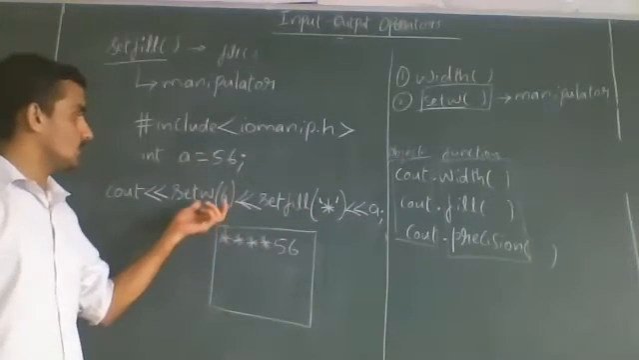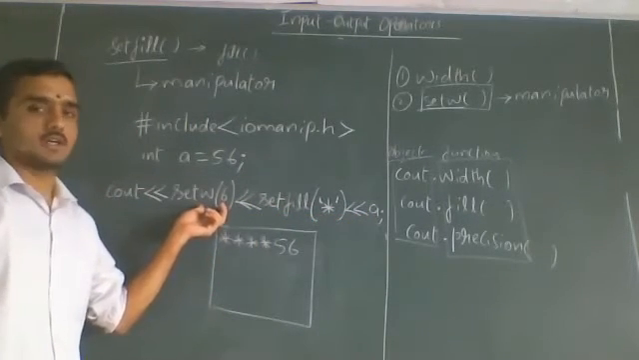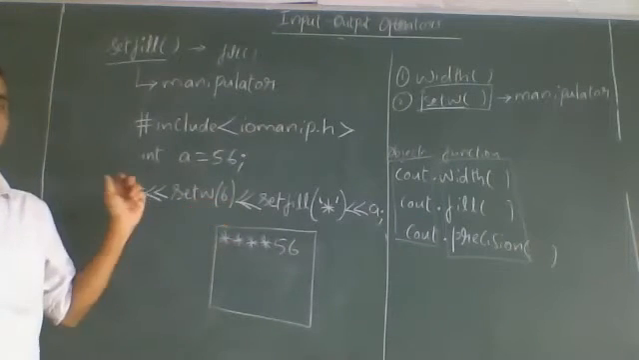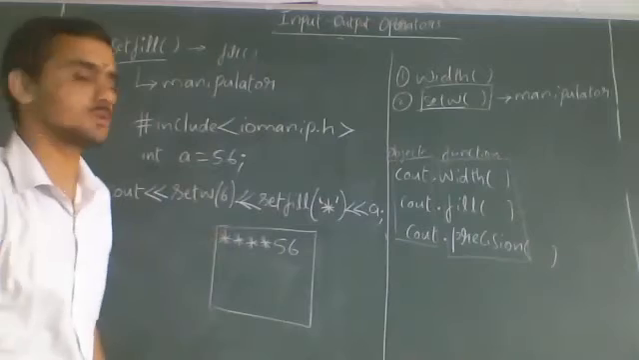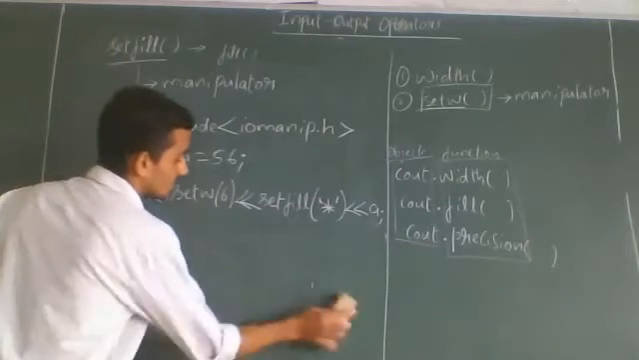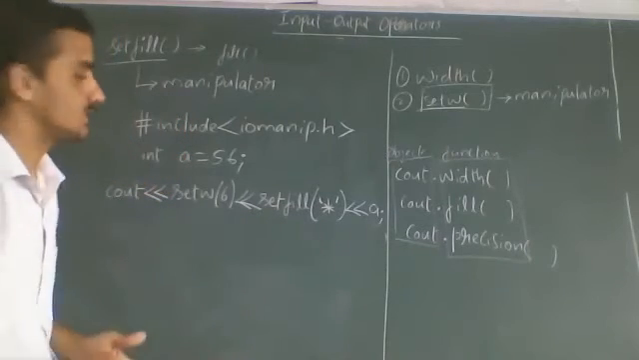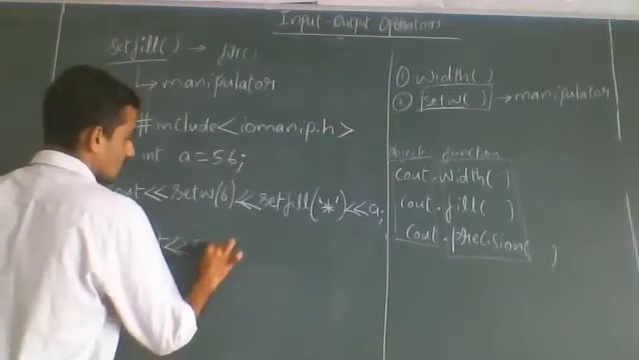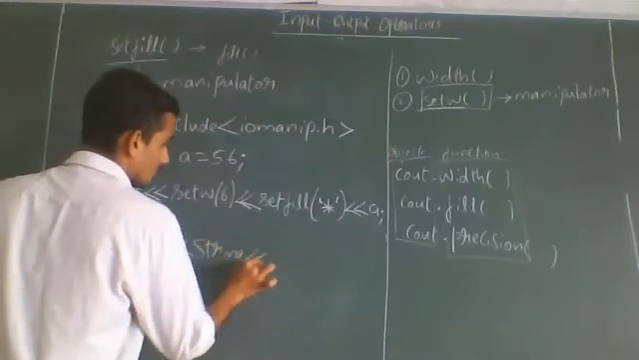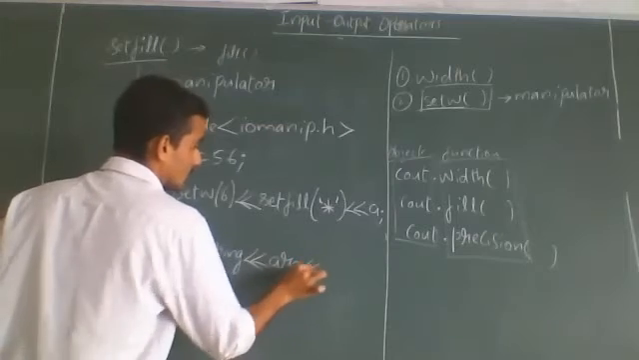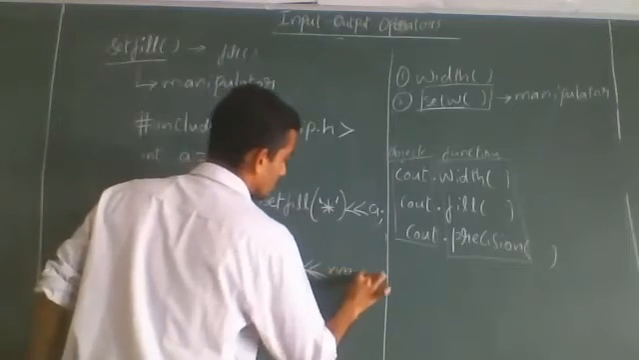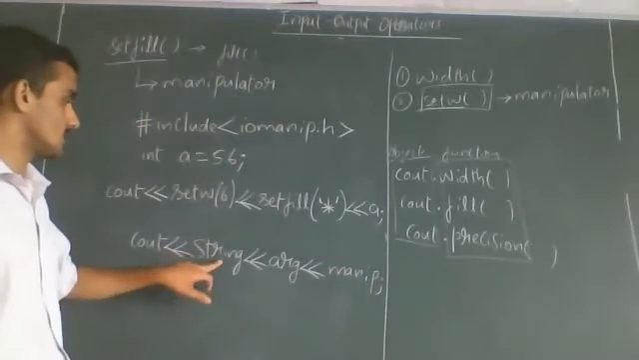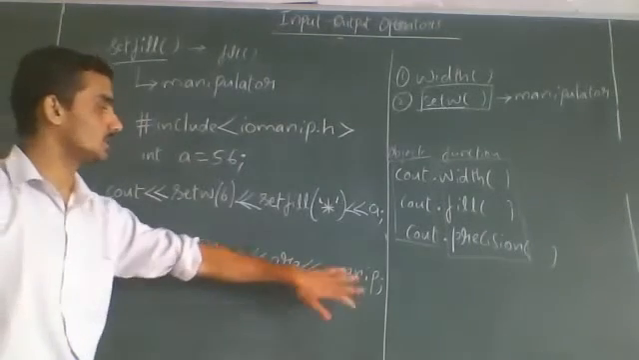Now, people may be getting confused about how to know to write in this way. So follow the syntax of the cout statement, then you will get an idea. The syntax of the cout statement is cout, then string, then argument, then manipulator. So this is the syntax: cout, insertion operator, string, insertion operator, argument, insertion operator, manipulator.